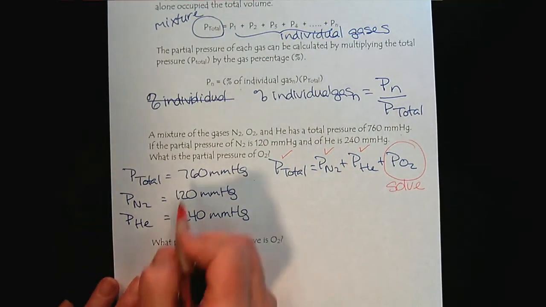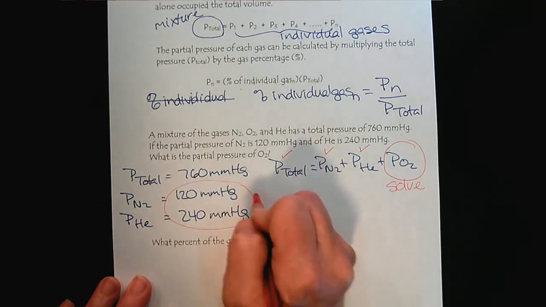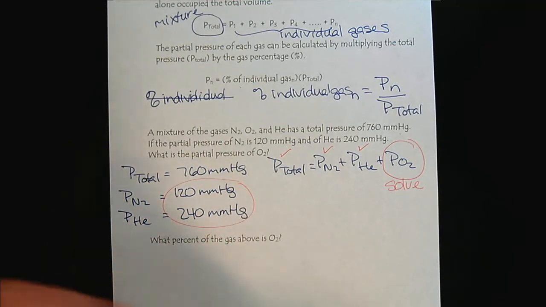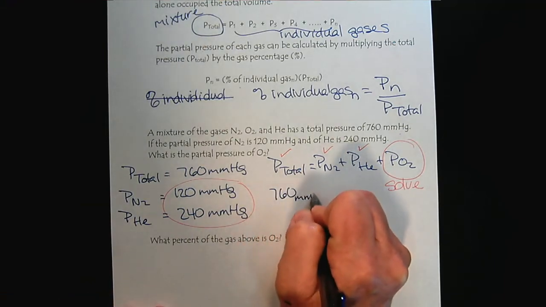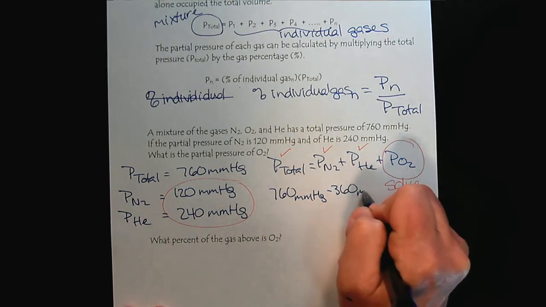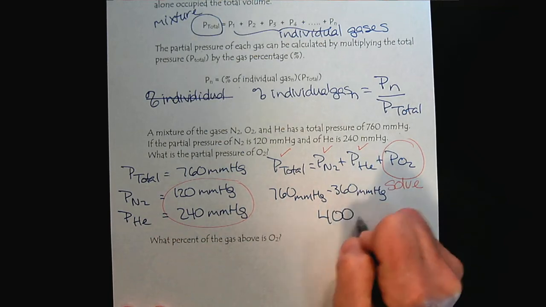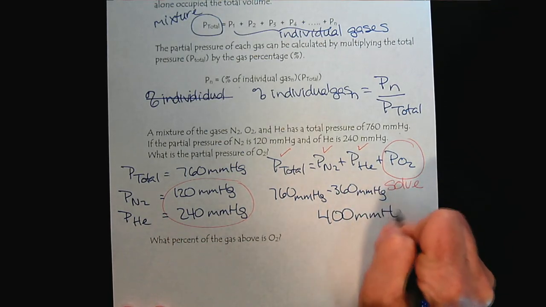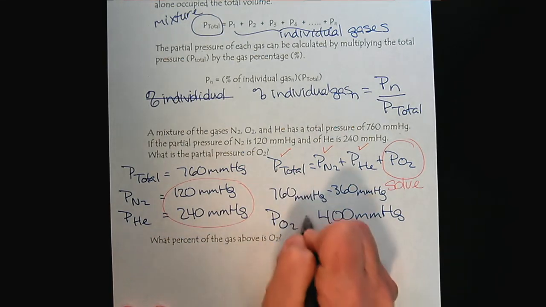So we could simply take the 760 and subtract this here, right? So we would have 760 millimeters of mercury minus 360 millimeters of mercury. So we would have 400 millimeters of mercury. So that would be the pressure of the oxygen.